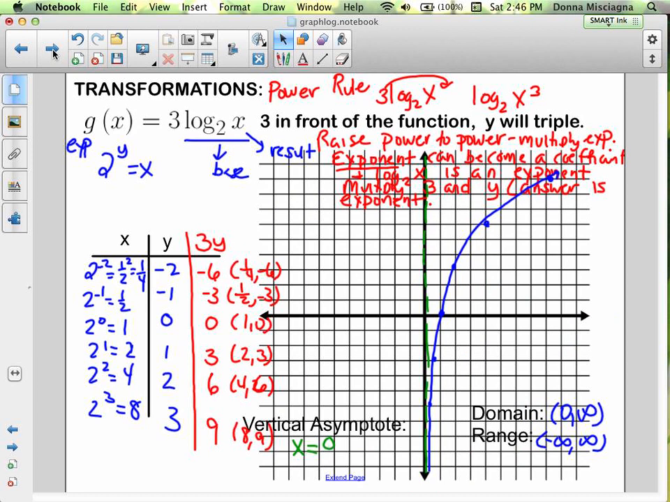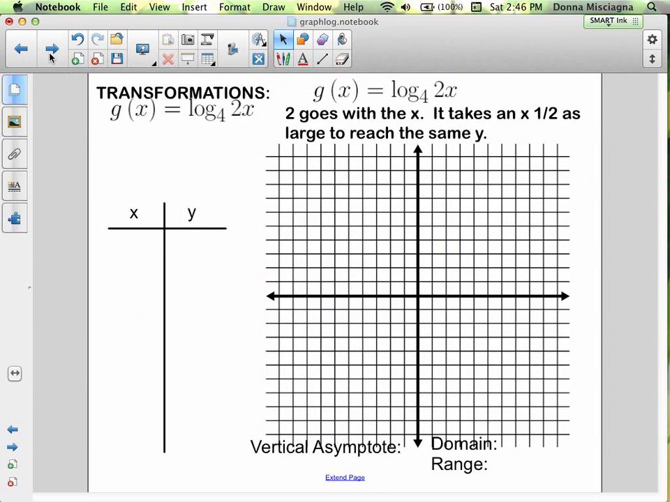This is just one graph on this one. You can do this in one graph, so long as you write down your points. You triple your y's.